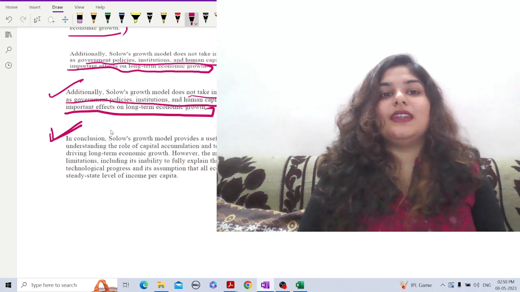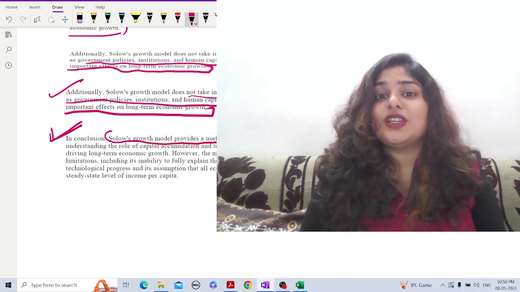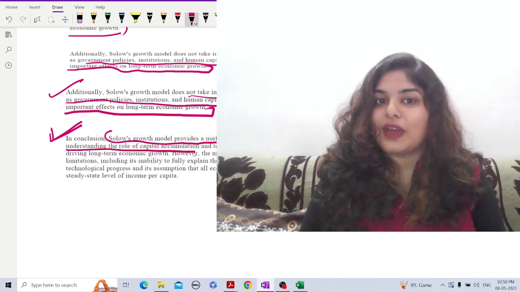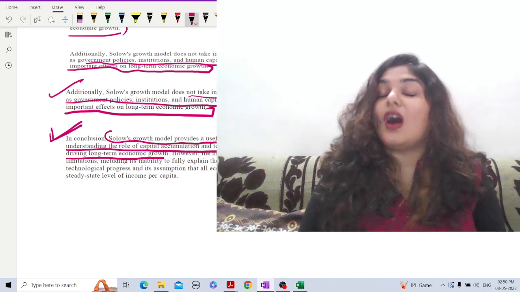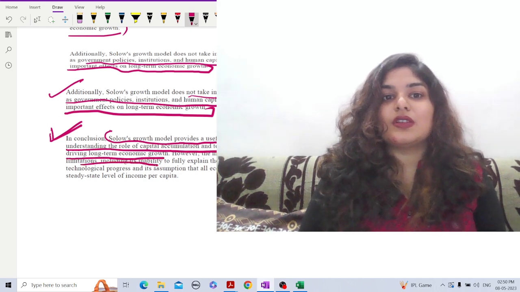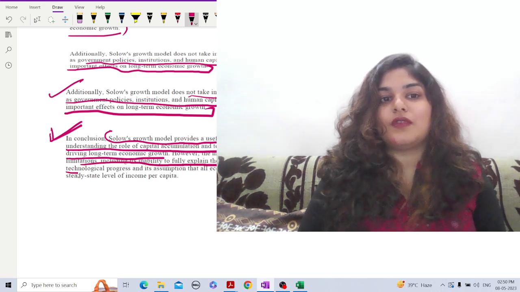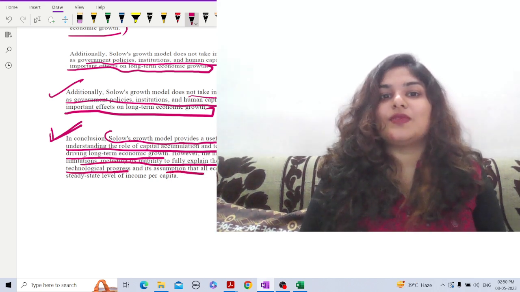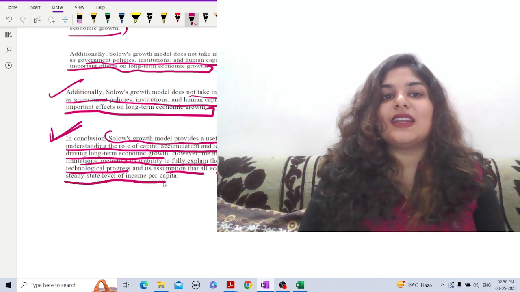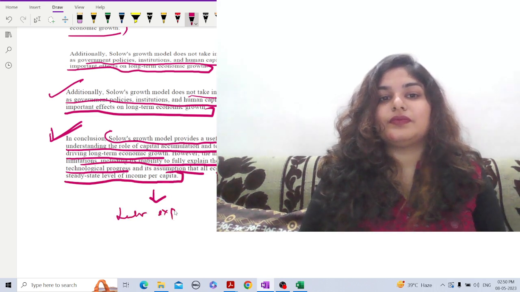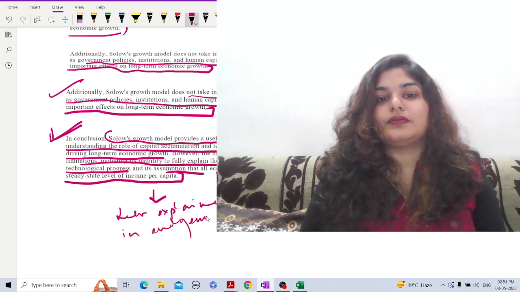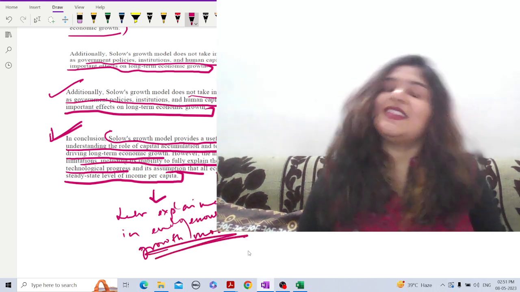So if we conclude, the Solow growth model provides a useful framework for understanding the role of capital accumulation and technological progress in driving long-term economic growth. However, the model has several limitations, including its inability to fully explain the sources of technological progress and its assumption that economies have the same steady state level of per capita income. So these limitations are later explained in the endogenous growth model. So that's all for this answer.